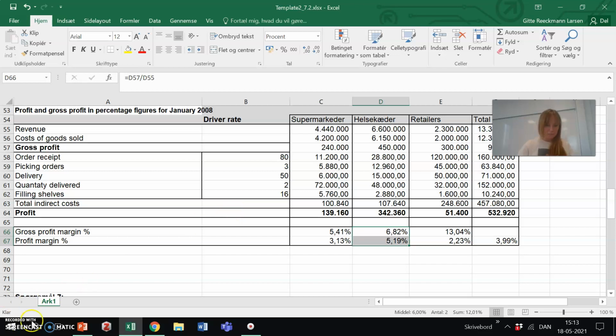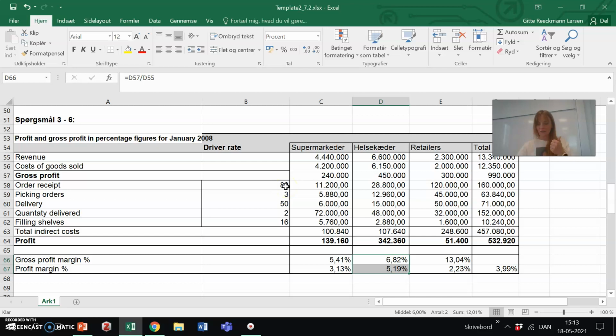So basically, let me just check the time. Basically, this is what goes on. Calculate the cost driver rate, allocate the indirect costs, and you have a more clear vision of where you're making the profit of your company.